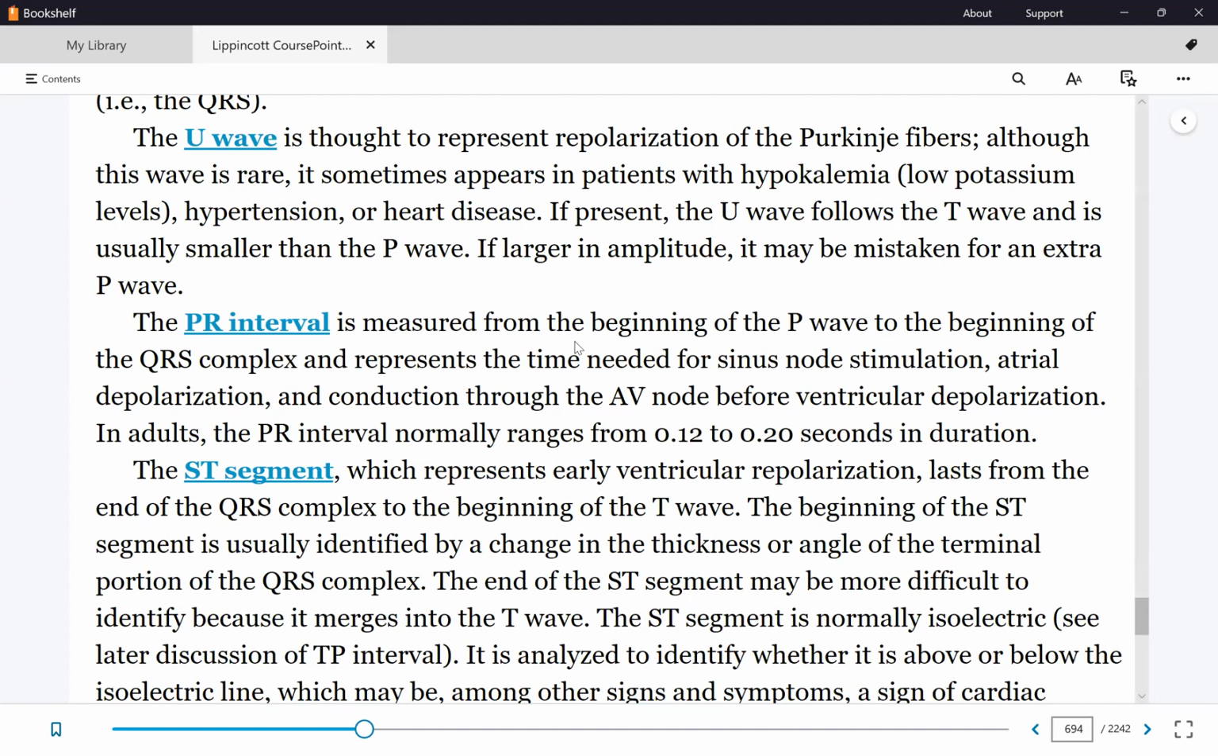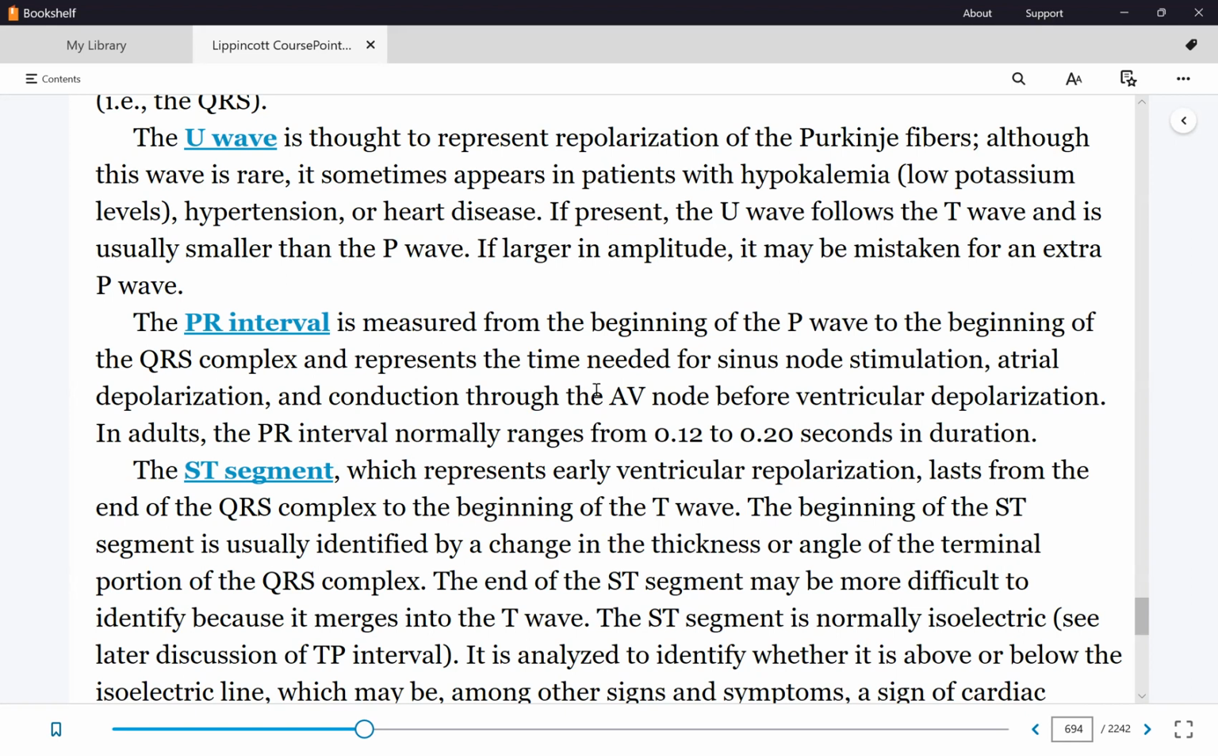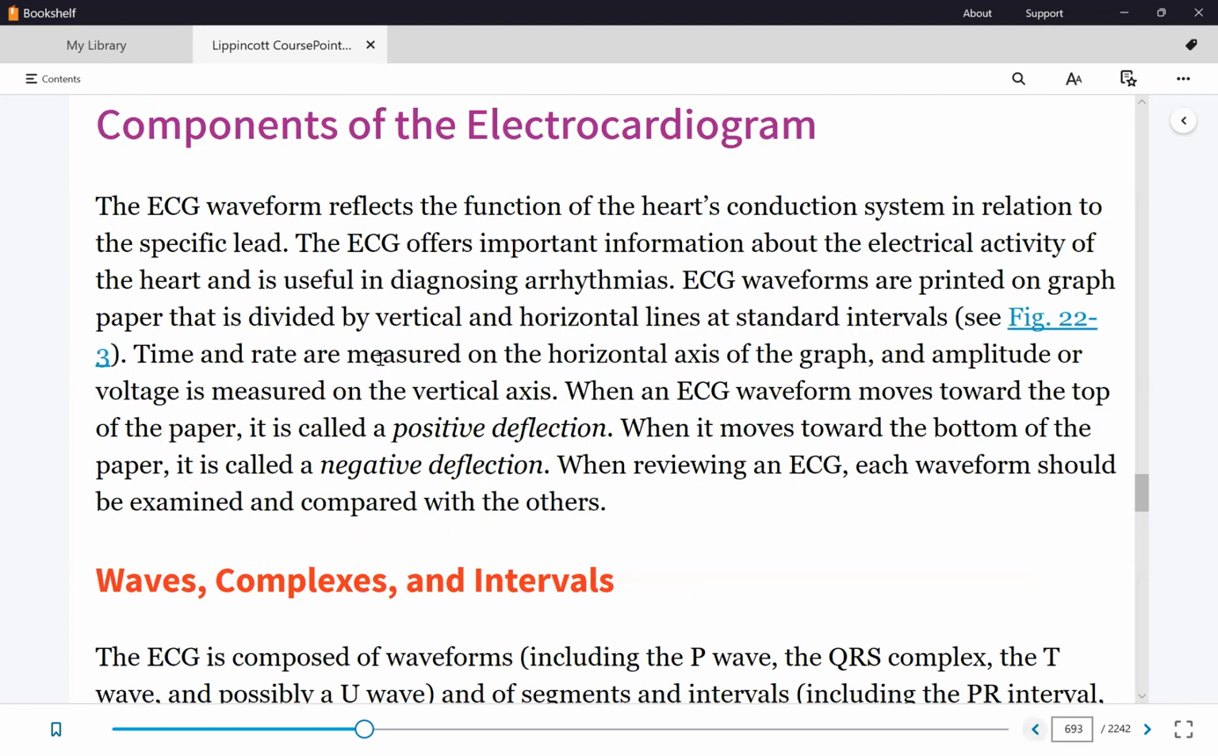Now, what's the significance of this time? The normal measurement is 0.12 to 0.2 seconds. So what does this mean? What's happening when the atria contract? What happens to the blood when the atria fill the ventricle? So can you say that this is the ventricular filling period? Yes, because if you think about it, let's go back to our impulse on the previous page.